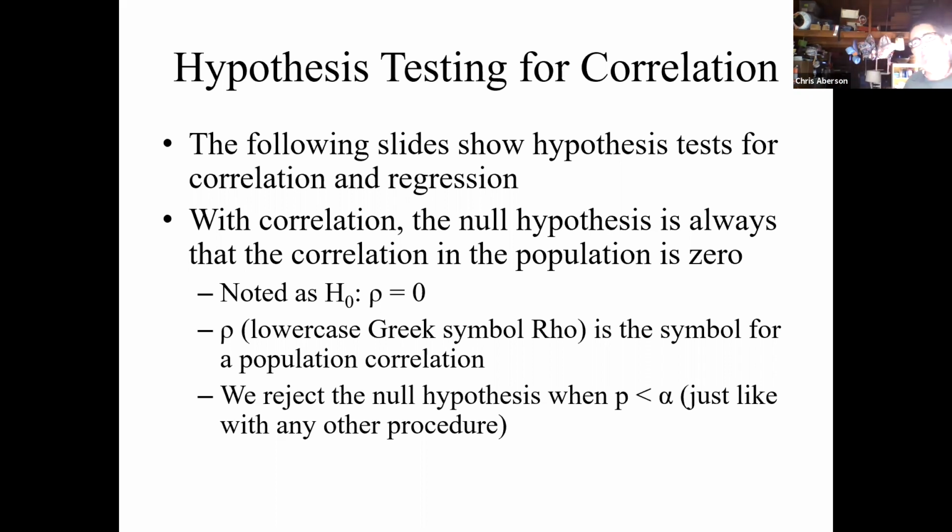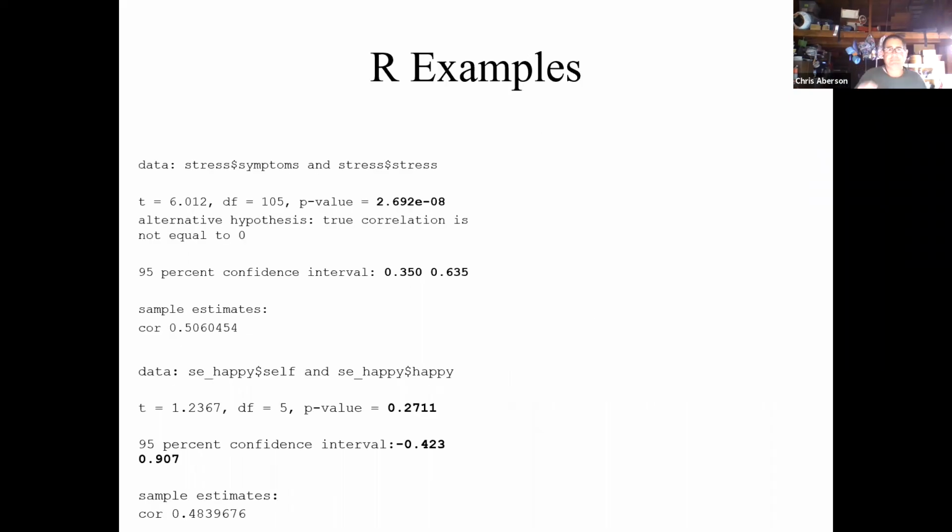We reject the null hypothesis when our probability is less than alpha, just like every single test that we've looked at. It's all the same. So once you know one thing about hypothesis testing, you actually know a lot of things about hypothesis testing. Here's an example from our stress and symptoms data that we saw before. We see that the probability is very low, well below 0.05. We also get a confidence interval here, which excludes the value in the null of 0. So we could reject the null hypothesis in that case.